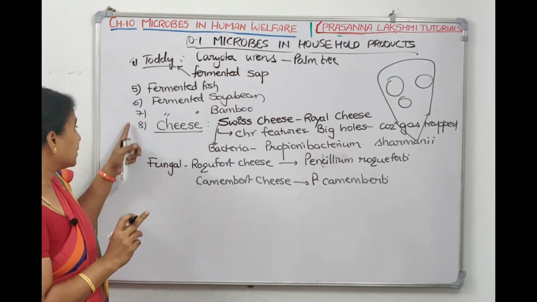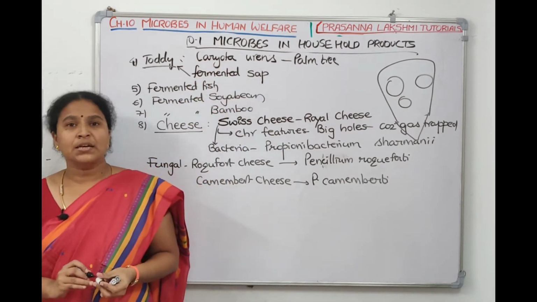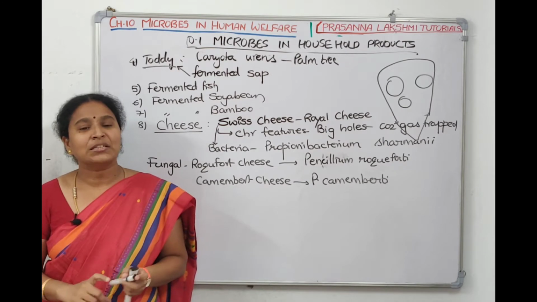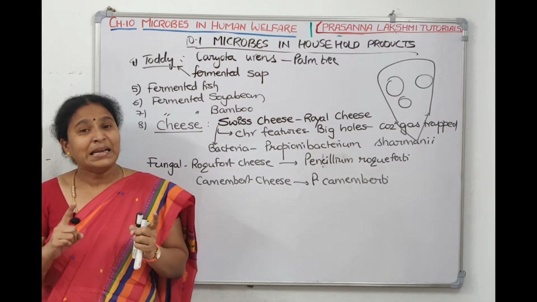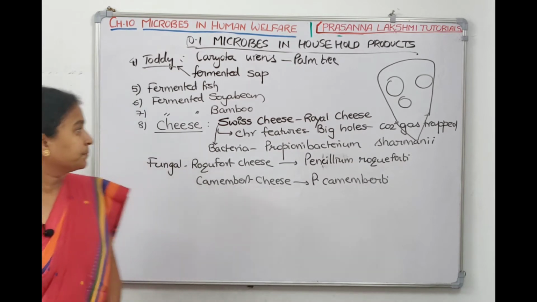All this, how many did we list? We listed 8 under microorganisms in household products. Take a screenshot, then we will go to the second topic. What is that? Microorganisms in industrial products. Okay, so we finish this. Take a screenshot.